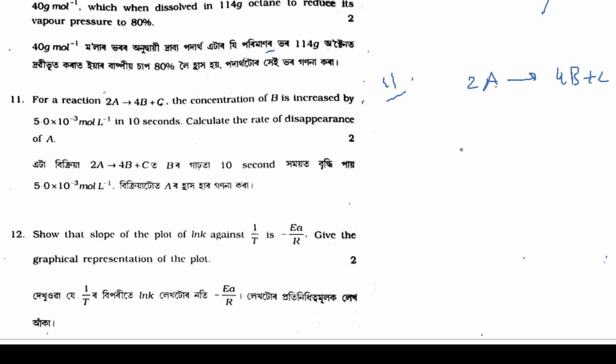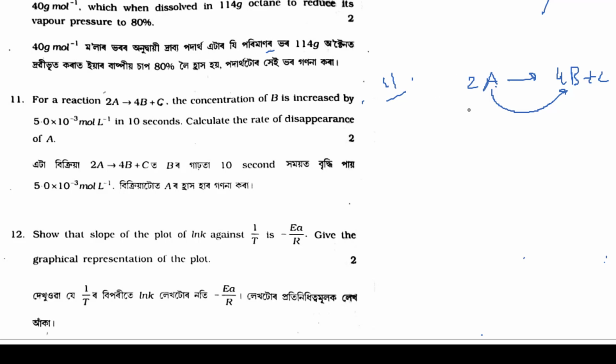Okay, do you know what rate of disappearance and rate of appearance are? Why is A called rate of disappearance? Because A is getting converted into B. A is decreasing with time, that means it is disappearing, so A is the rate of disappearance, while B and C are rate of appearance. So how do we write the rate of disappearance?